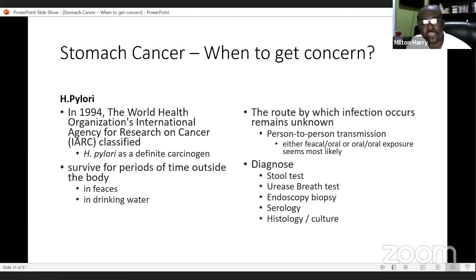There are various tests that we can do to diagnose it. There are stool tests, urease breath tests, endoscopy, serology, and it can be cultured in the lab and looked at under the microscope as well. There are various ways of detecting this bacteria.